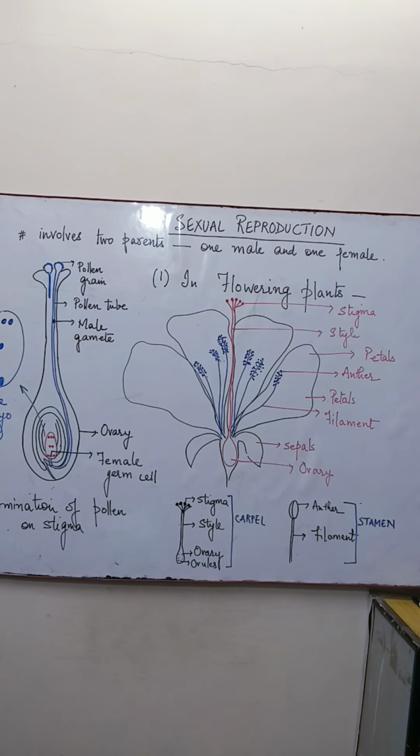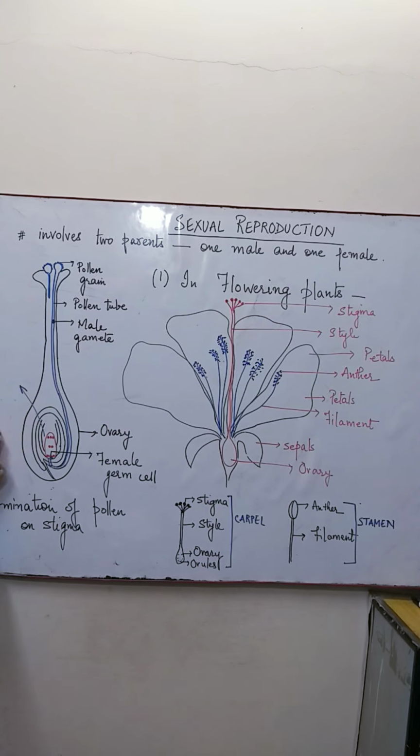Now, after the fertilization happens, that is, the male gamete will travel all the way inside, and it will fuse with the egg cell which is present over here. After the fusion has happened, it will result in the formation of the zygote. So after fertilization, in the case of sexual reproduction, a zygote is formed, and this zygote multiplies several times so as to form the embryo within the ovule.